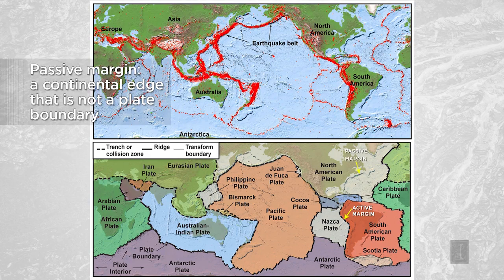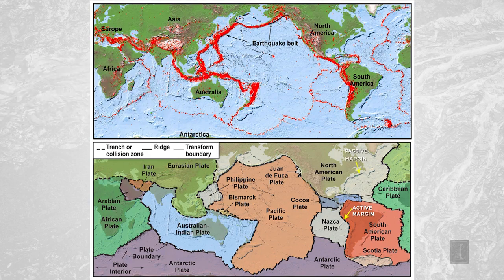So say, for example, in the case of South America, the west coast of South America is an active continental margin. It coincides with a plate boundary and is the site of many earthquakes. In contrast, the eastern margin of North America is a passive continental margin, as is the east coast of South America. These are continental margins where there is a boundary between oceanic crust and continental crust, but there is no seismicity and there is no relative motion.